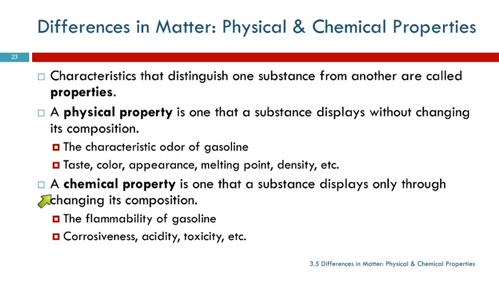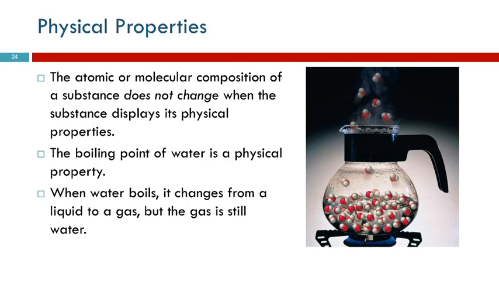A chemical property is one that a substance displays in the process of changing its composition. So gasoline is flammable. You demonstrate the flammability of gasoline and you've changed the gasoline into other things. You've destroyed the gasoline. Other examples are corrosiveness, acidity, toxicity, etc. When those properties are demonstrated, the substance is destroyed. So let's talk about physical properties.